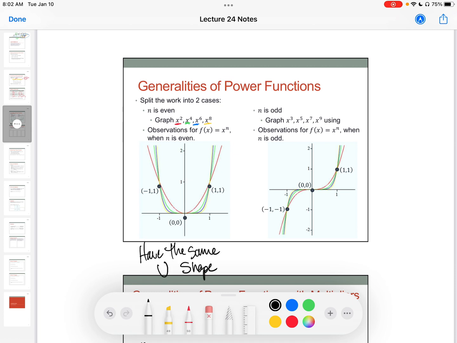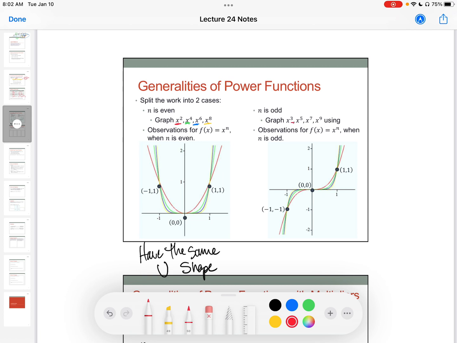So it doesn't matter if the number is even on the degree, they all have that same parabola U shape. Okay, now there are some differences in there, but that's the most important thing. They all have that same parabola U shape. Okay, let's look at the next one then.